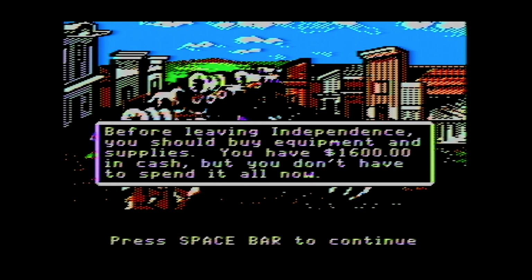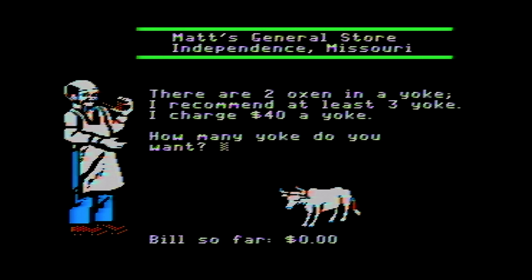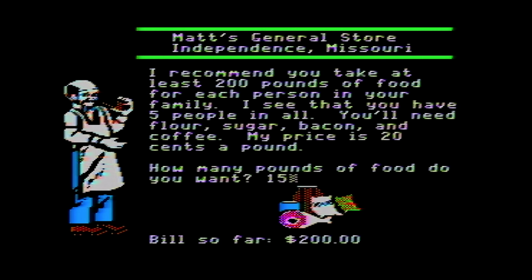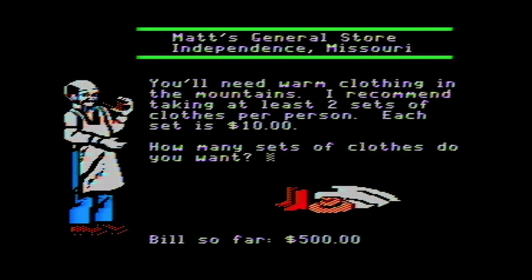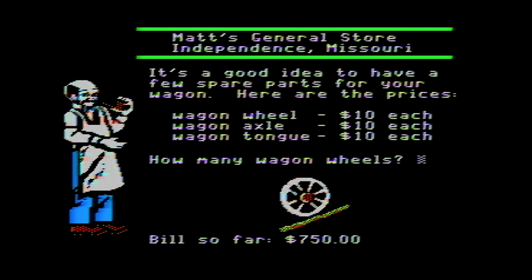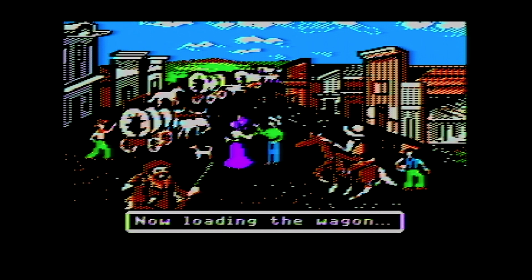Your journey starts in Independence, Missouri, where you start off buying equipment. The amount of oxen you have determines how fast you go on the trail. Your party needs food and clothing to survive. You may use bullets to hunt, and you can buy extra parts for your wagon in case something breaks. Once that's finished, you're off.